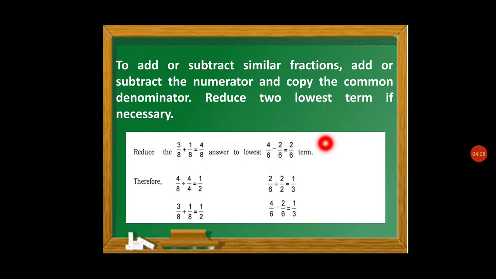The same with subtraction. So 4 over 6 minus 2 over 6 equals 2 over 6 because 4 minus 2 is equal to 2. Then copy the denominator, which is 6. 2 over 6 divided by 2 must be equal to 1/3 because 2 divided by 2 is 1 and 6 divided by 2 is 3. So 4 over 6 minus 2 over 6 is simply equal to 1/3.